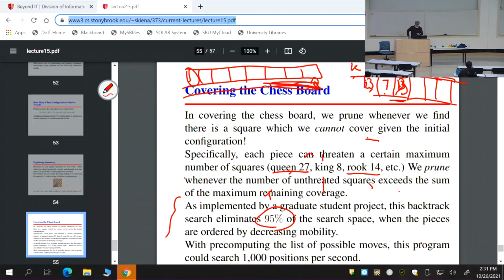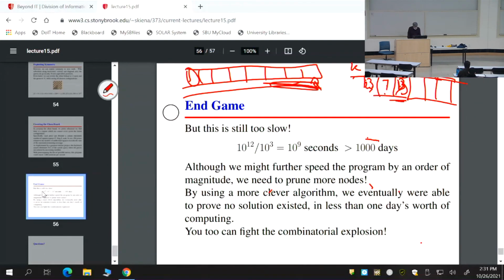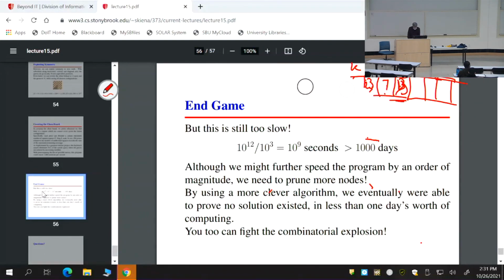Okay? Once we did that, it looked like it was in range to do this. In fact, computers were very slow back when I was in grad school. That program would still have taken us about 1,000 days to run on the crummy computer we had back then. But by coming up with other pruning ideas, we were eventually able to do this in 1 day's worth of computing.